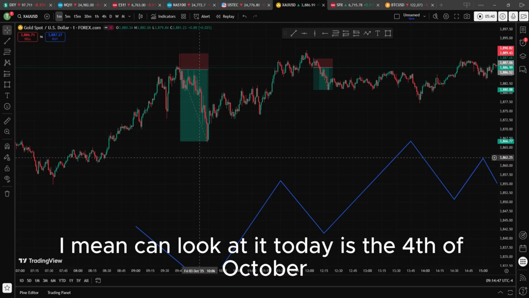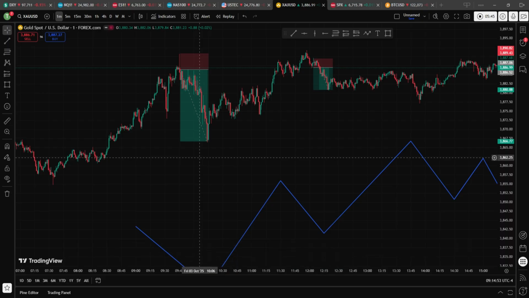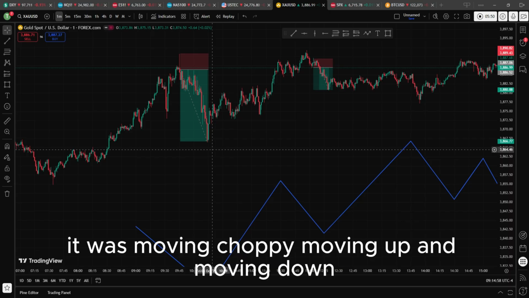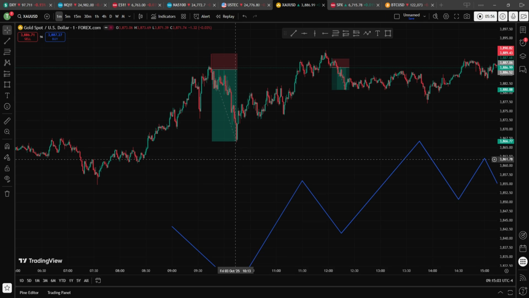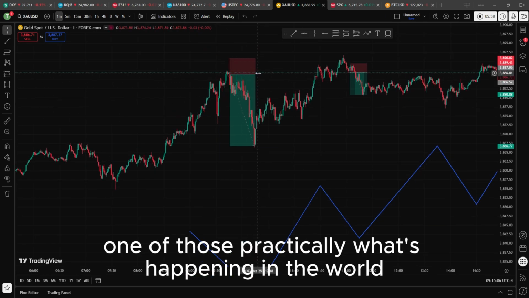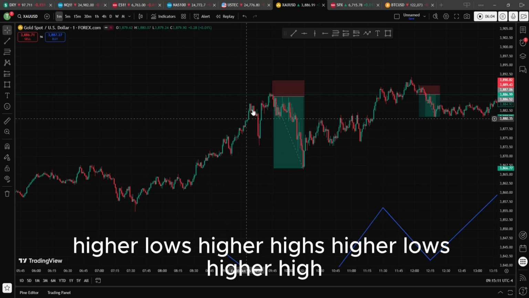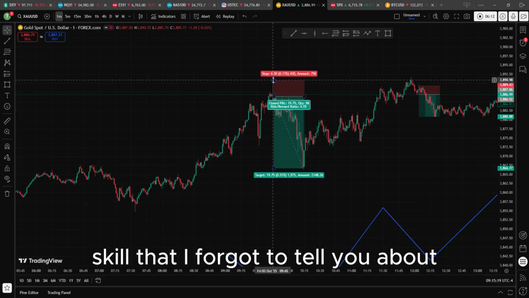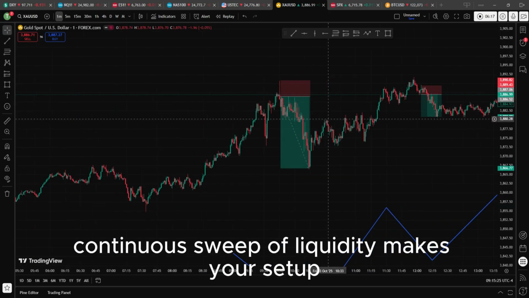Now we can look at it. Today is the 4th of October, but if you look at what happened yesterday, which was Friday, you see the market didn't really go anywhere. It was moving choppy, up and down. The news wasn't released. Then this was practically what happened in gold. Look at the market here, making higher highs, higher lows, higher highs, higher lows, and then it took out. Now there's an important keynote that I forgot to tell you about: a sweep of liquidity, a continuous sweep of liquidity, makes your setup high probability.